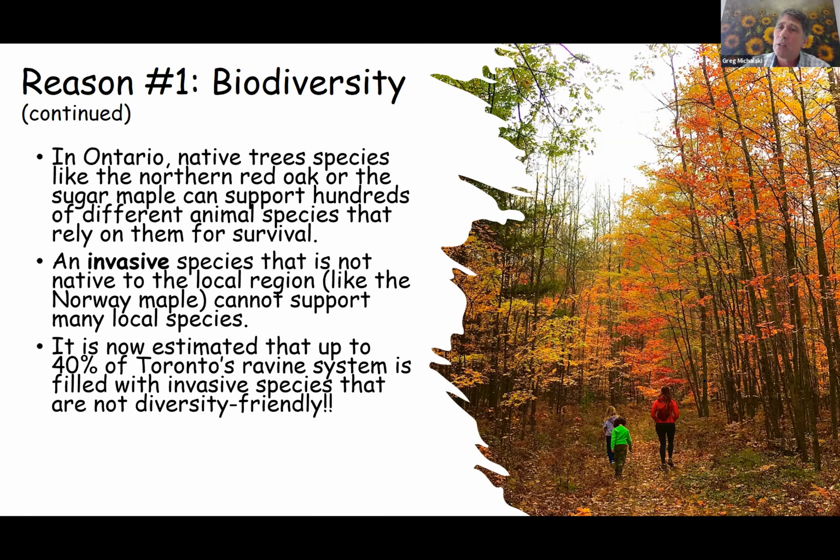A lot of people look at the GTA ravine and think, oh, it's beautiful, green, nice and shady. But there's a real concern amongst foresters about how the invasives are crowding out the natives and really affecting biodiversity. So that's quite a scare.